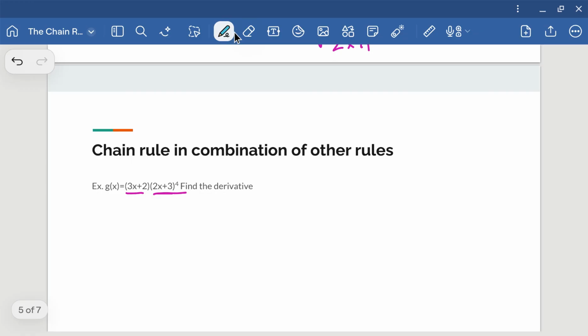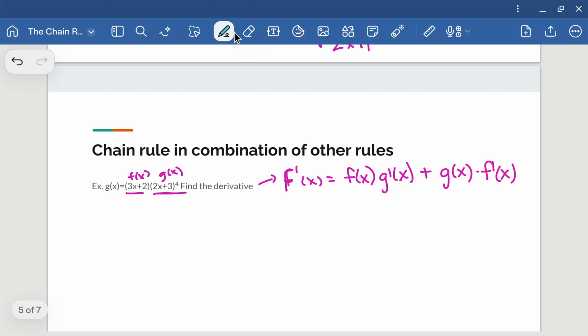So let's start doing that. What I'm looking at here is if this was my f of x and this is my g of x, then the derivative of the whole thing, and I'll use a capital here, is the product rule. So you'd take your first one, multiply it by the derivative of the second, add on the second term, and then multiply it by the derivative of the first term. Okay, so that's our product rule, but we'll have to use that with the chain rule because we have something a little bit more complicated.